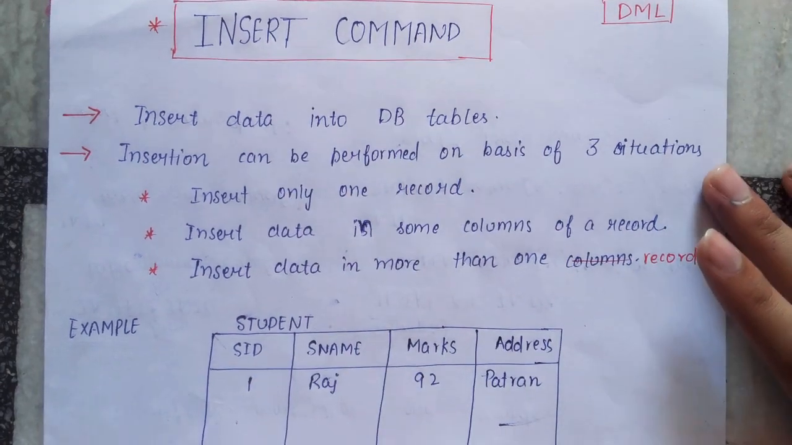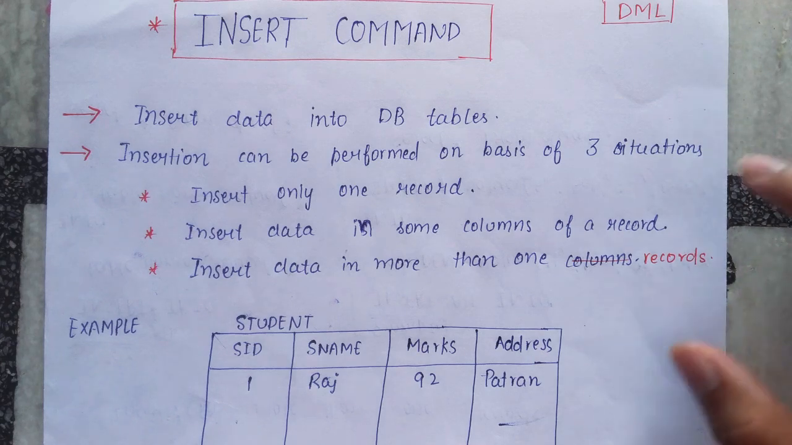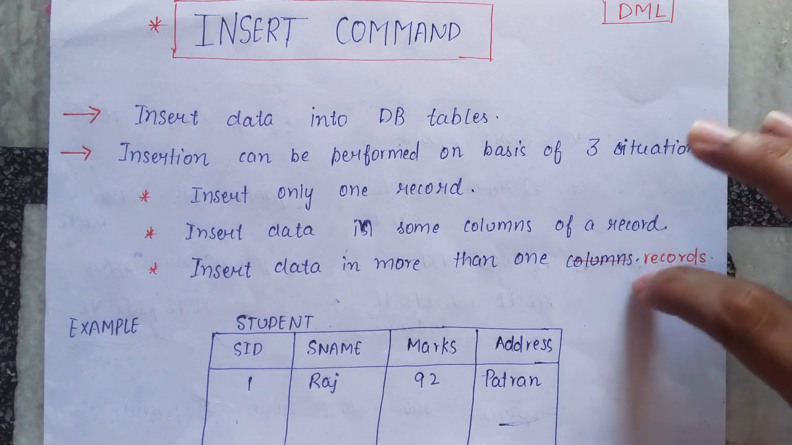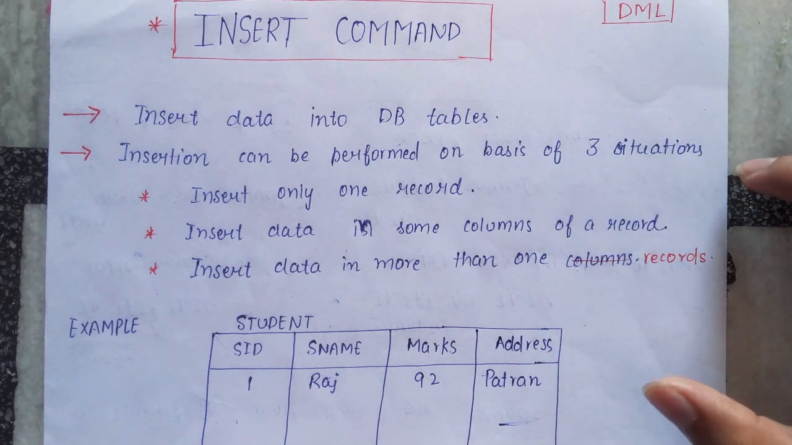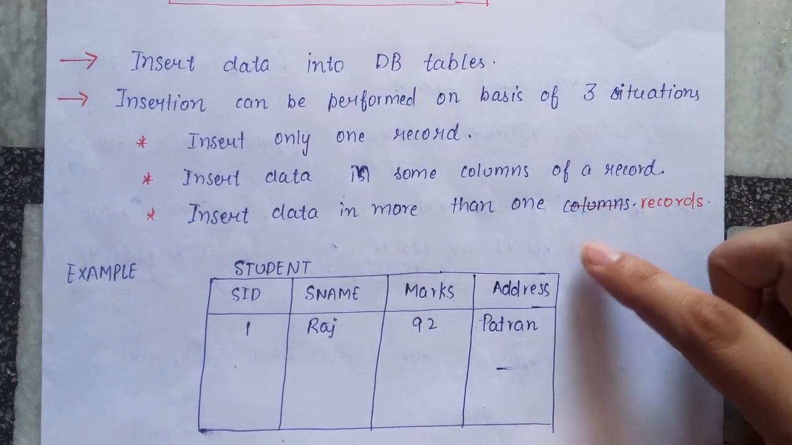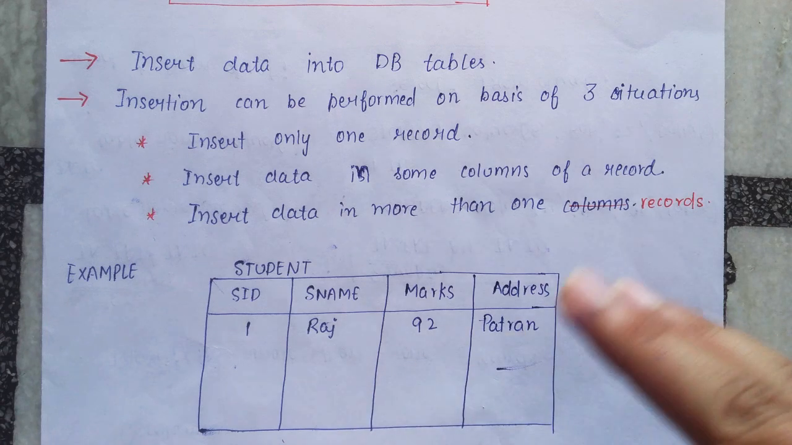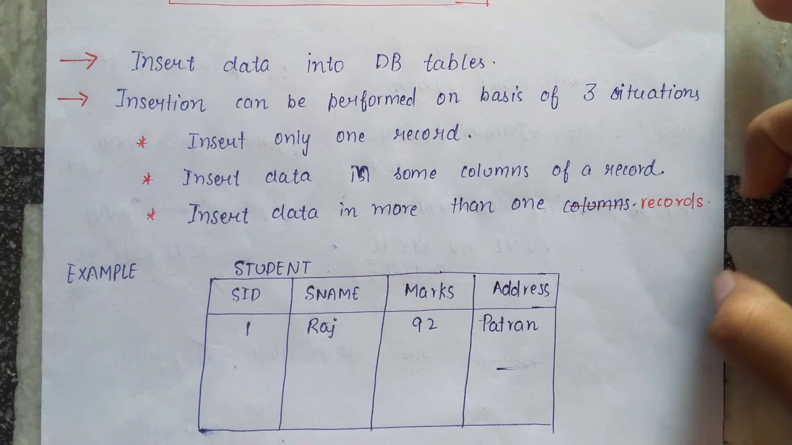Now here the insertion can be performed on the basis of three situations. There may be three situations in which we insert the data. So the very first situation is what? If we want to insert only one record in the table. For example, this is a student table. If we want to insert the record of a new student, only one record of that student, in that case, what will we do?